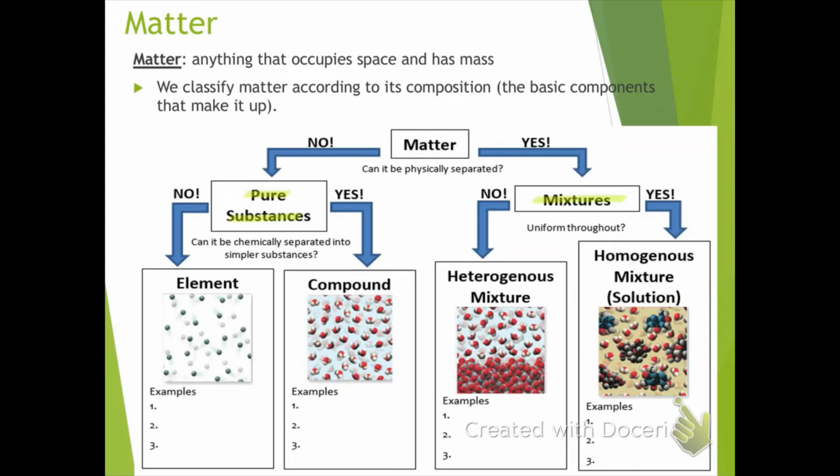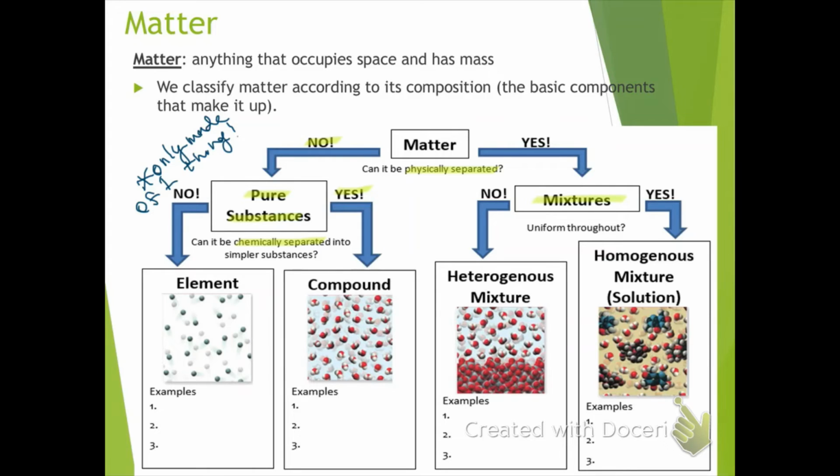Pure substances cannot be physically separated. That's because they have one single chemical composition. And there's two different types of pure substances. Those pure substances are going to be an element and a compound. Well, if we have a pure substance, some of them can be chemically separated into simpler substances, and that's our compounds. So compounds are made up of two or more elements, and we can chemically break those apart into its elements. Elements is the simplest form of matter.